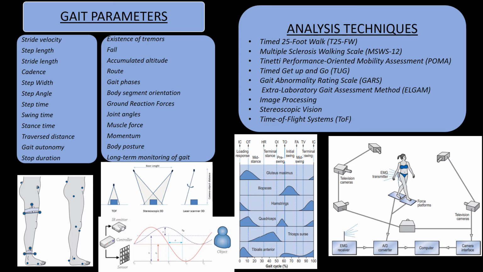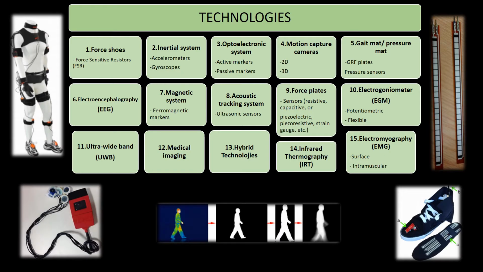In the pictures, you can see how the sensors are positioned in the lower extremity, how time-of-flight measurements are made and principles of it, the muscles working in the gait phases, and a gait analysis with image processing using multi-camera. Now I will summarize the technologies used for gait analysis, their features, advantages, and disadvantages.